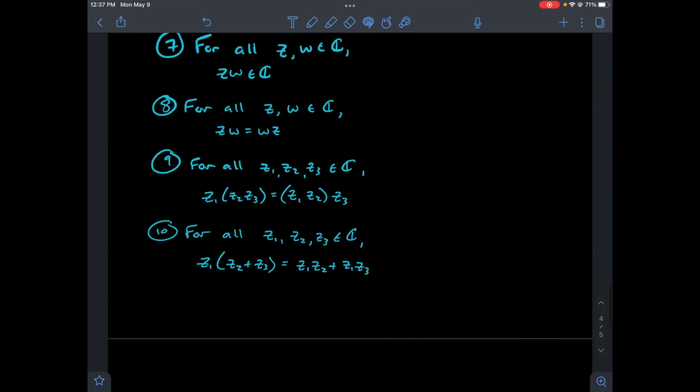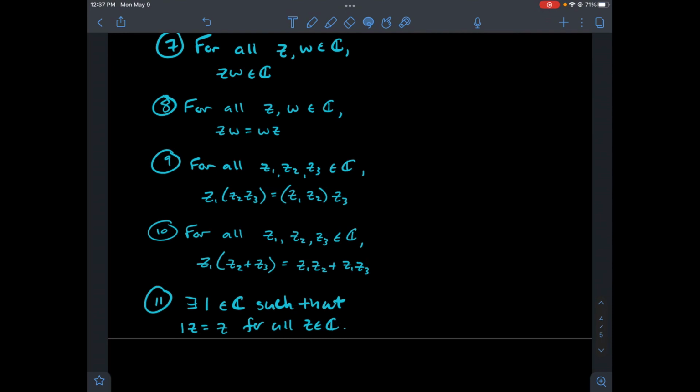Number 10 says that complex multiplication plays nicely with complex addition. In other words, you can distribute. So z1 times the quantity z2 plus z3 is the same thing as z1z2 plus z1z3.